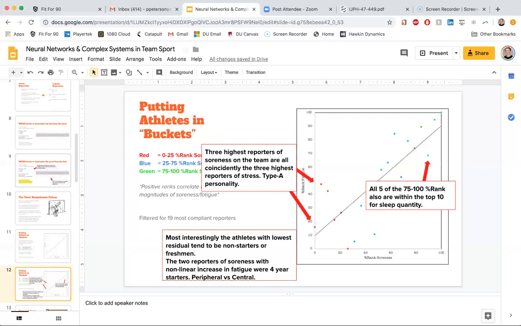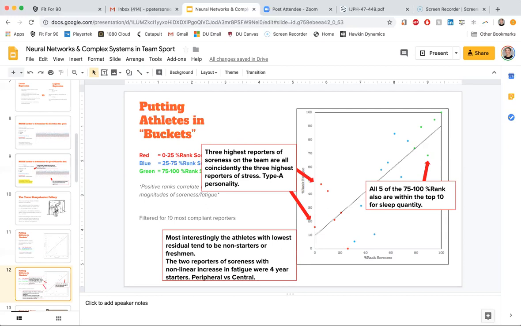Of the five at the top, 75th to 100th percentile rank here, those are the guys that were also in the top 10 for sleep quantity. Now, maybe that means they're skipping out on homework when they go home, or maybe that's because they take their recovery seriously. But most interestingly, amongst these athletes with the lowest residual, they tend to be non-starters or freshmen. So the predictive model is really good at telling us where these people who are just getting introduced to this stressor, these freshmen or non-starters, are going to lie.